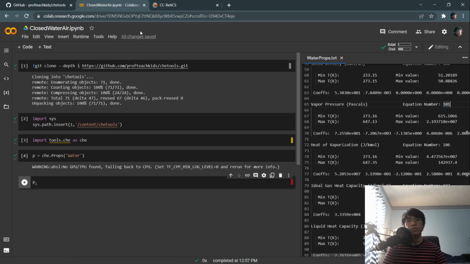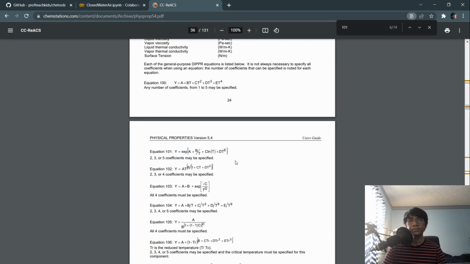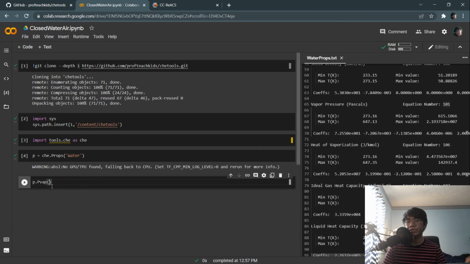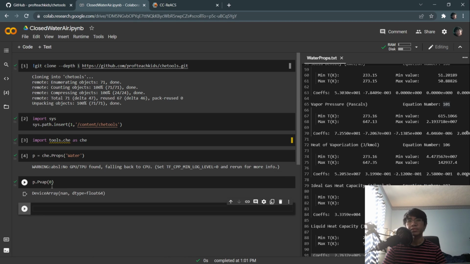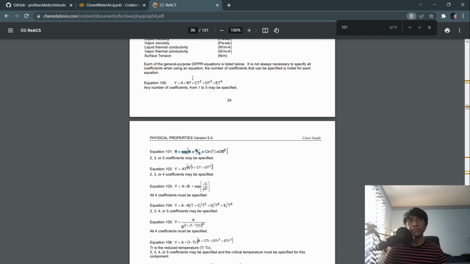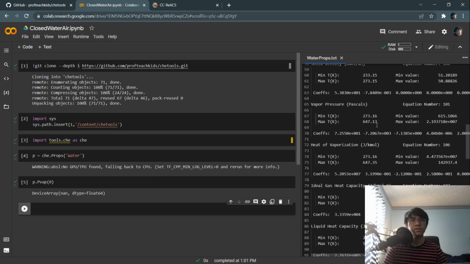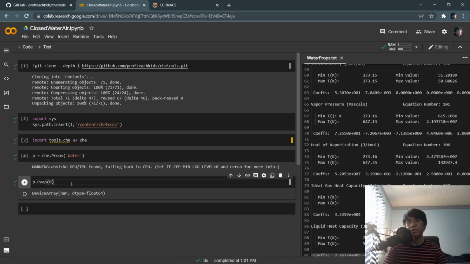So if we name that Pvap, I don't know, and if you remember vapor pressure, this little equation is a function of temperature. So we can just go ahead and plug in, I don't know, 0. That's our temperature, and it is in Kelvin, I believe, or Celsius. It's Kelvin, right? Yeah, Kelvin. And it will give us the vapor pressure in Pascal.